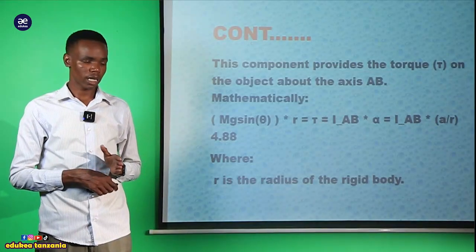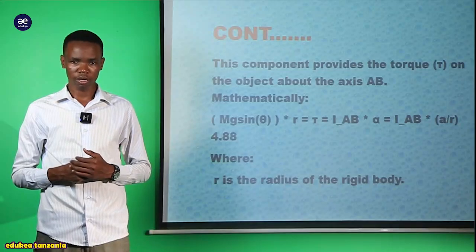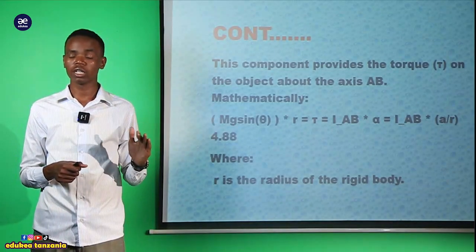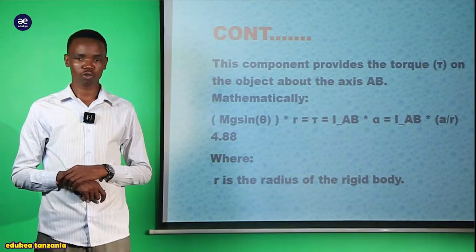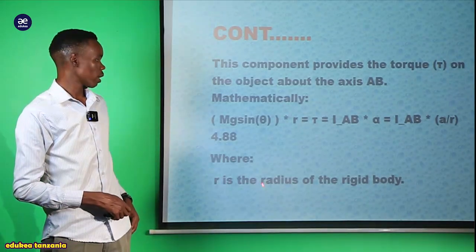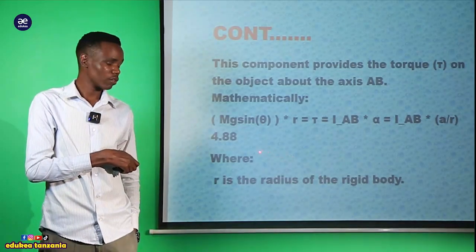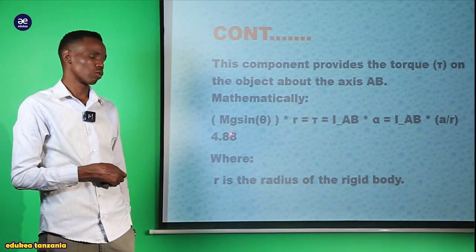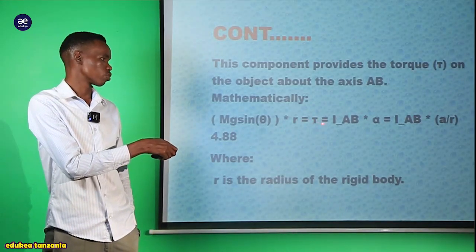So torque must be equal to force times the perpendicular distance, but the force is equal to the component of force acting along the plane, as we tried to see. Therefore, instead of writing force times R, we can substitute mg sin theta times R, which is equal to torque.